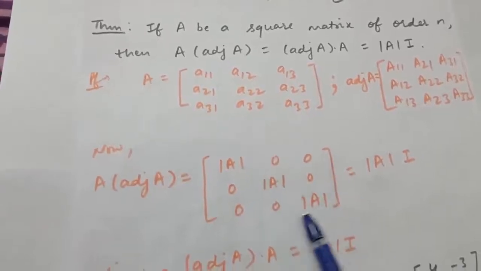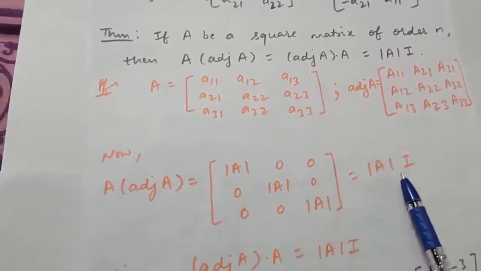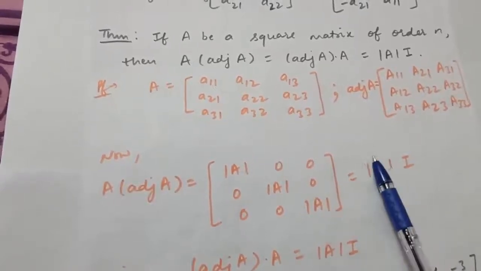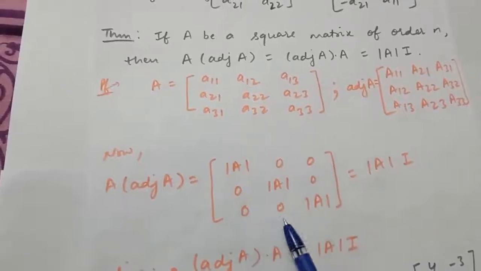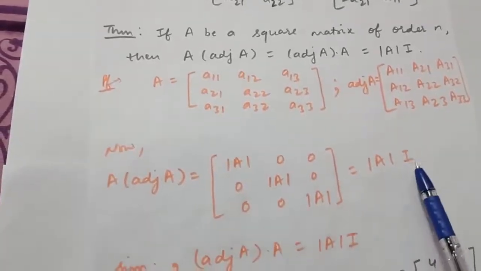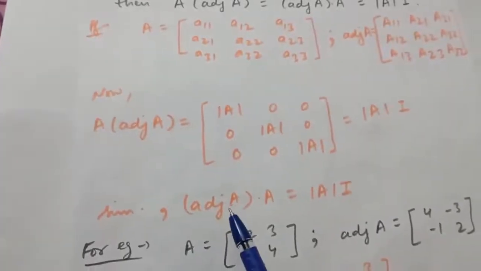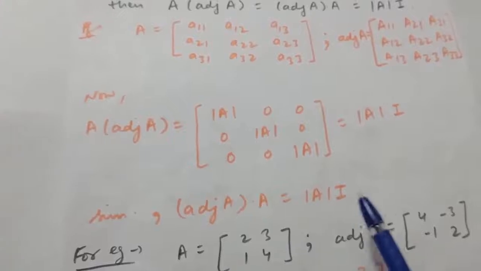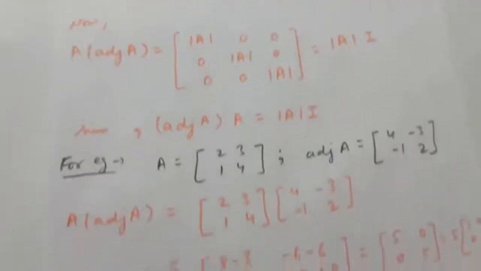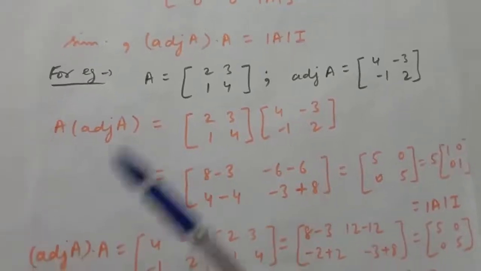Now determinant of A can be taken out common from this complete matrix. When you take determinant of A common, this will become 1 1 1 and the rest of the elements are 0. So it will be an identity matrix, right? Similarly, when you multiply adjoint A into A, you will get determinant of A into I. Clear? This is true for any order, but A should be a square matrix for that.